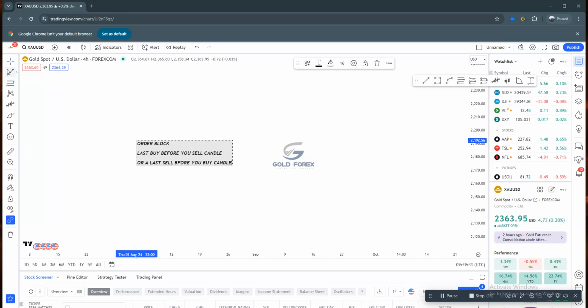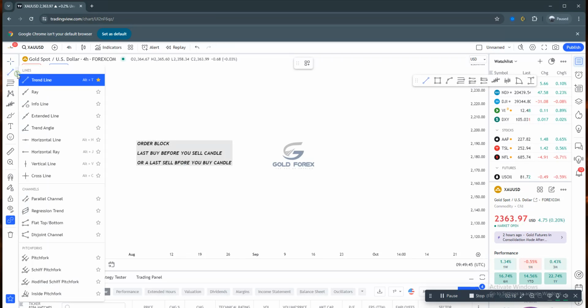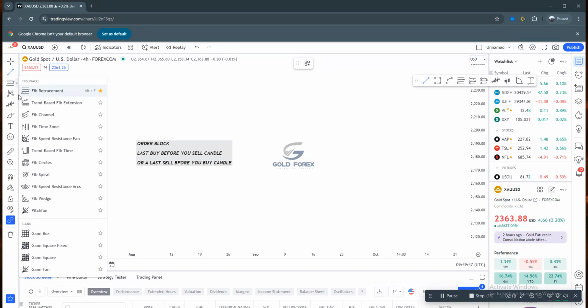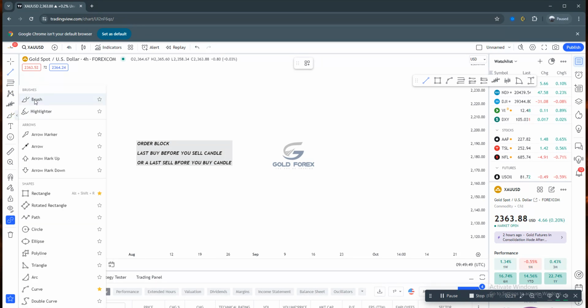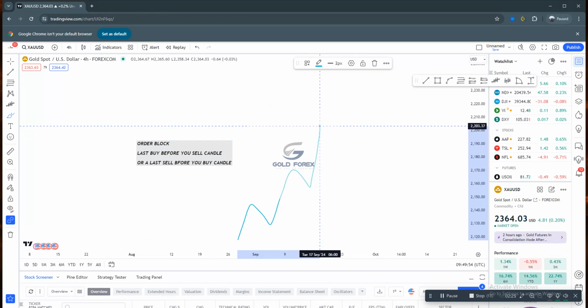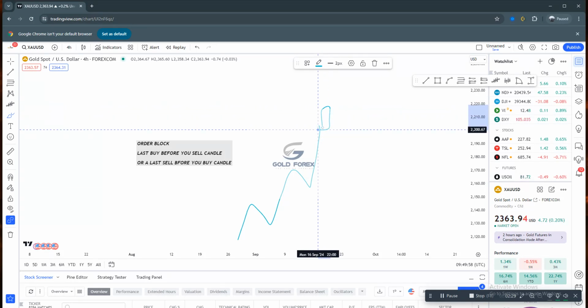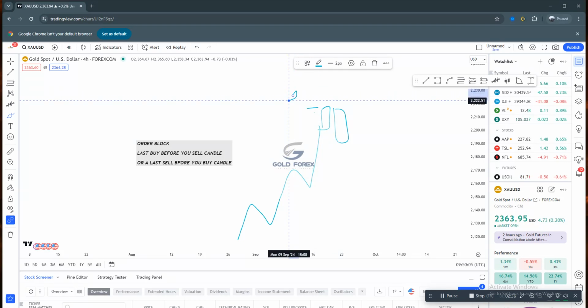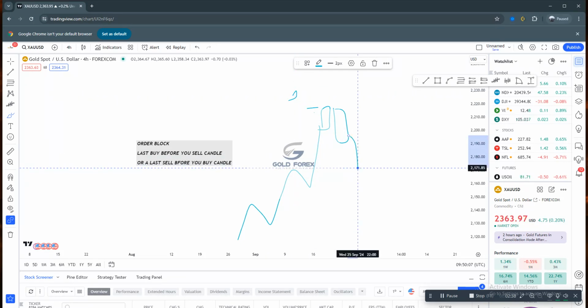Right. So in diagram form, this is what I'm basically saying, so that we get a hang of it. Okay. So we're in an uptrend, right? What do institutions do that we usually know? They give us a false move up, false move going down. They have this order that they funded buying, and then they have this order that they funded selling. The order that they funded buying is the order block. Right. Why? Because it's the last buy before we started selling candle.